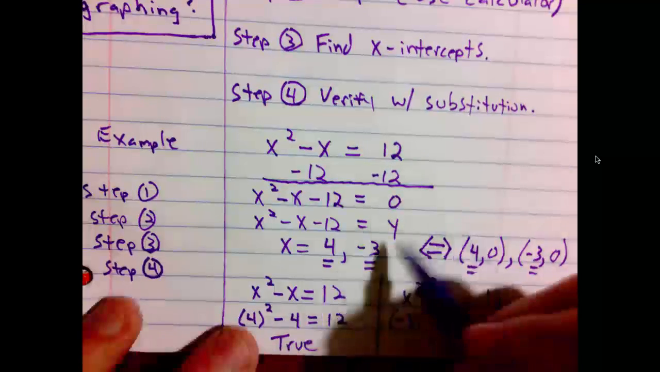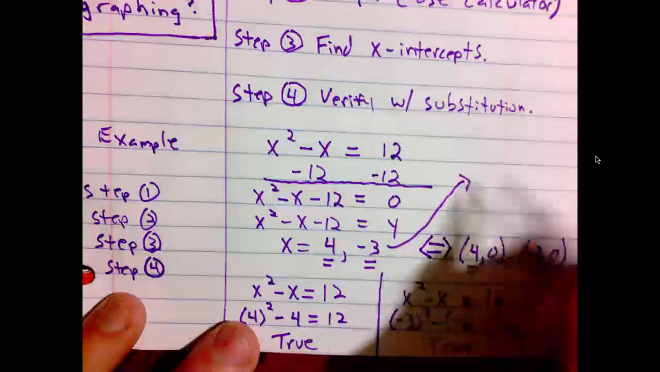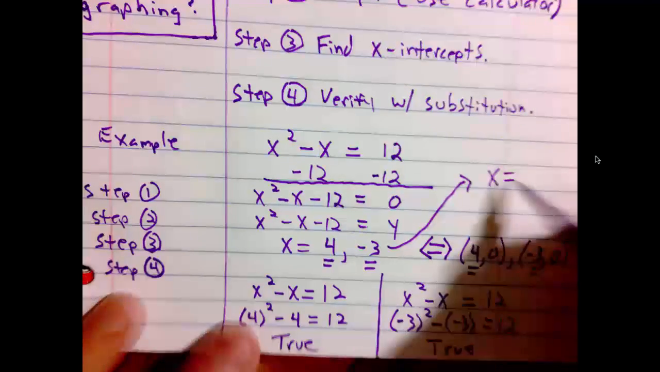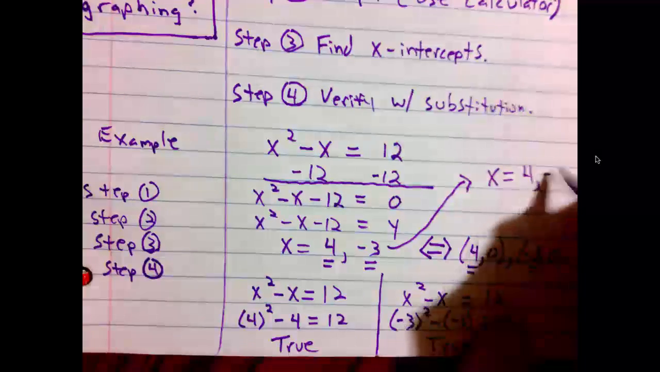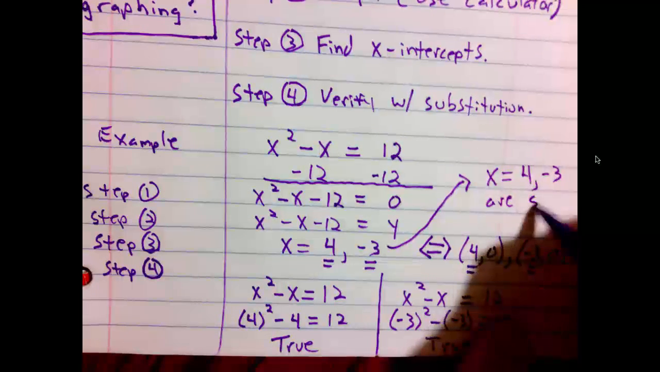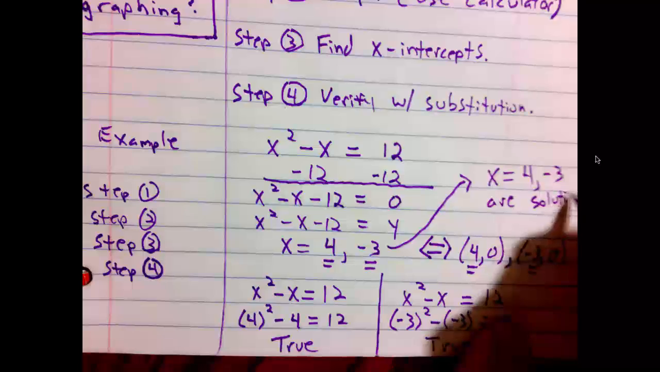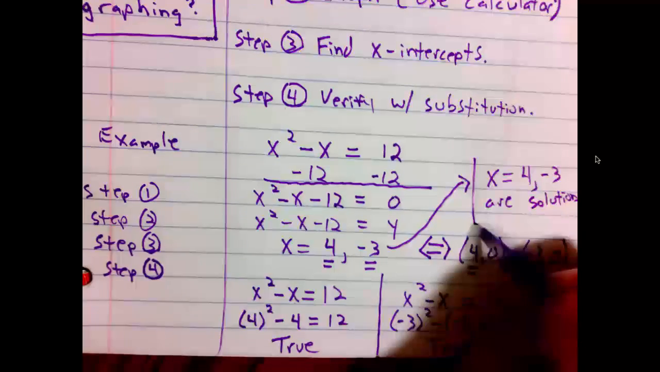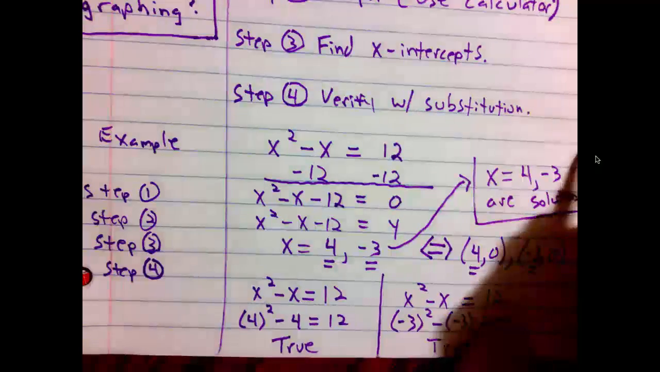I'm going to come up here. X equals 4 and -3 are solutions. They are values that make the statement true.